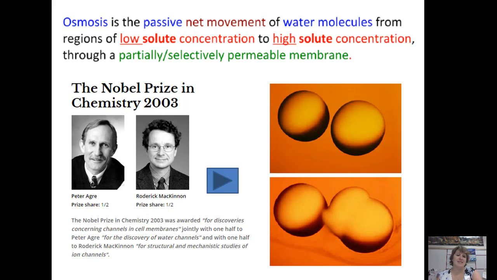So in 2003, two gentlemen were co-awarded the Nobel Prize in Chemistry for their work with the aquaporin and the ion channels. Dr. Peter Agre was awarded his half for the discovery of the water channels, and then the other half went to Roderick McKinnon for the structural and mechanistic studies of ion channels in general.